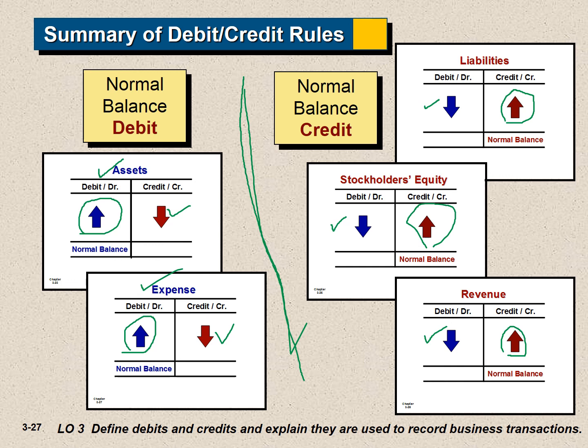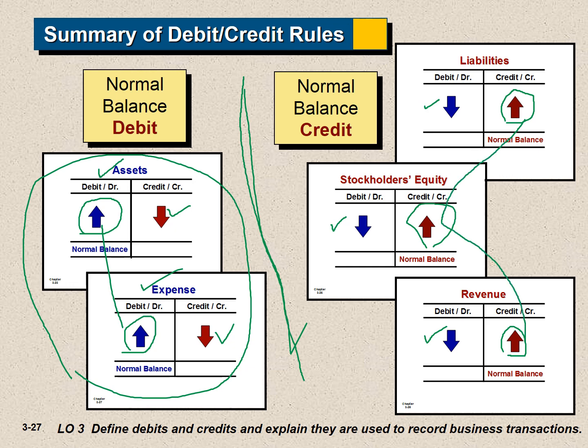So just remember this: these two accounts, assets and expenses, are increased on the debit side, where all the others are increased on the credit side. And then the opposite is true for decreases. Why does this work? It works because of the accounting equation. Assets equals liabilities plus stockholders' equity. So if you put something on the debit side of one side of the equation, to get everything to balance out, you have to put it on the credit side for the other side of the equation.